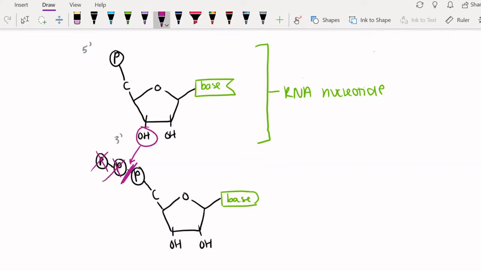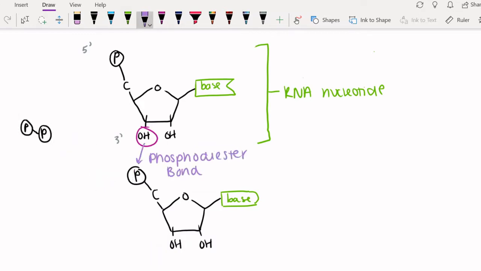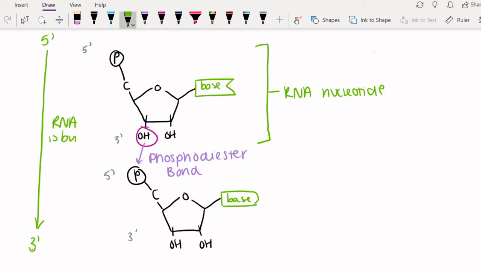This is because the reactive hydroxyl group on the 3' end of the nucleotide can cleave off any additional phosphate groups on the new nucleotide and then form a phosphodiester bond with this nucleotide. So, the mRNA strand must be built 5' to 3'.